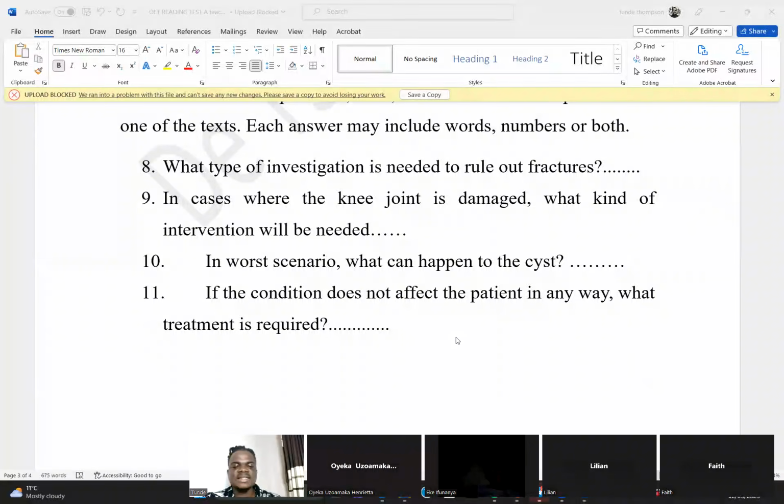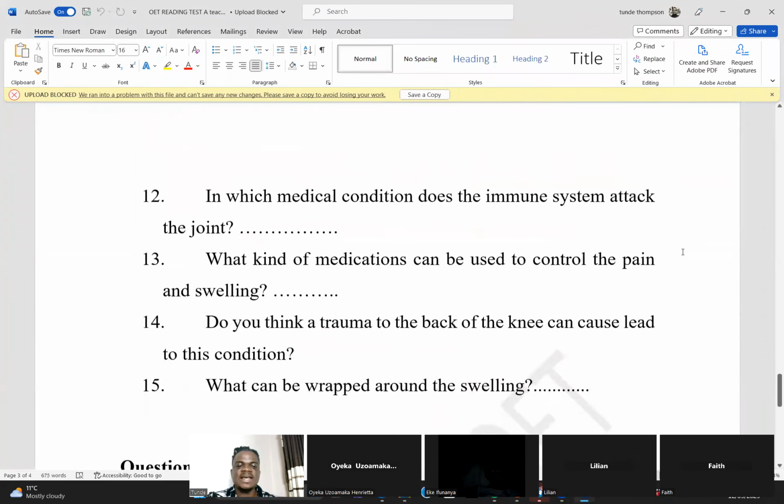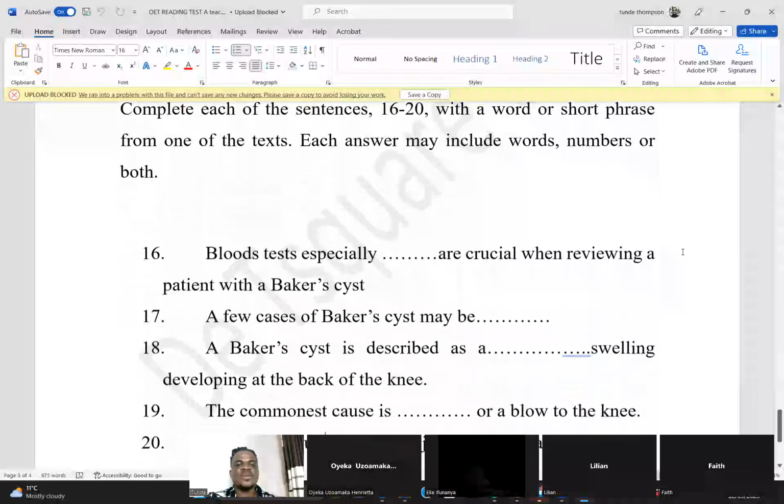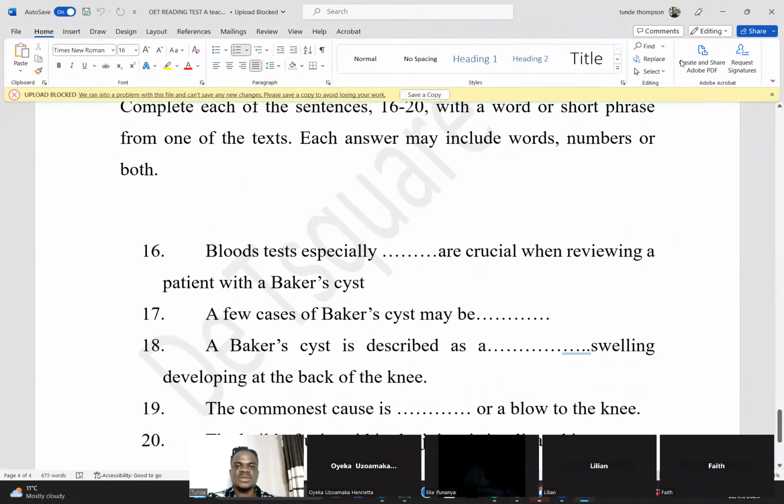It's either you answer it in a word, or you use phrases. Sometimes it can be a combination of plain words and numbers, depending on the type of text that you are given. That's question number 8 to question number 15. Then from question number 16 now, here you are filling in the gap. A sentence, a statement will be made and you are asked to fill in the gaps.